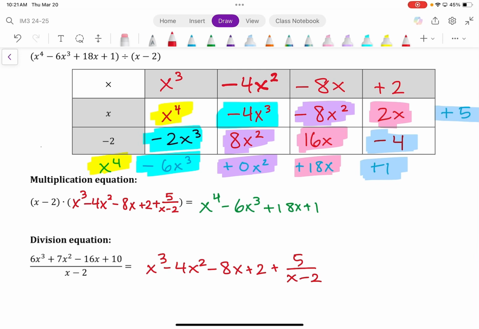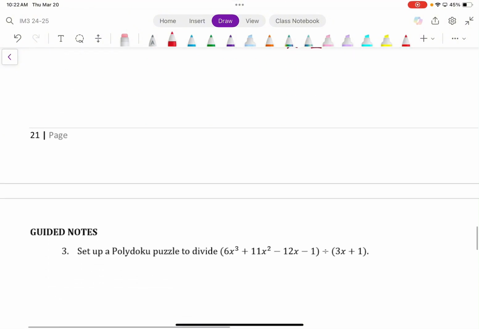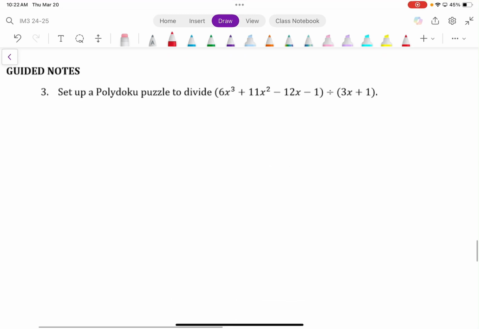Okay. We're going to finish with one more section of guided notes. It's just one problem that I'm going to show you, and then the last one is going to be for you guys to do. If there's enough time, then hopefully you'll finish it in class. If not, you can finish it later. So let's take a look at the guided notes.